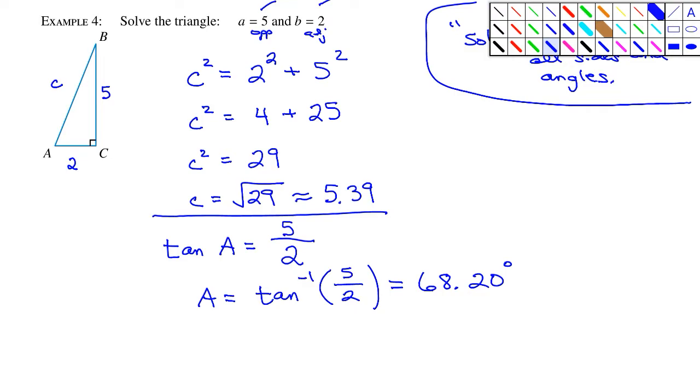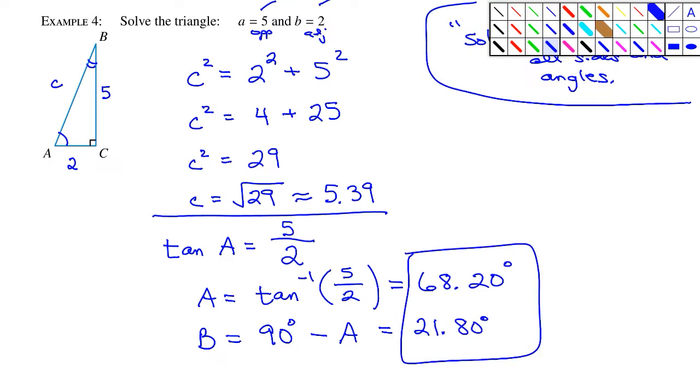And then we need to find angle B. Well, angle B is the complement angle, because the 2 acute angles in a right triangle add up to be 90. So they are complementary. And so B is 90 degrees minus A, which is 21.80 degrees. Go ahead and round everything to 2 decimals on this, unless you need more decimals.